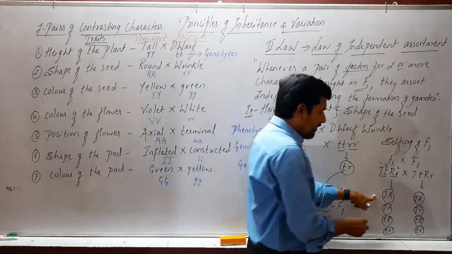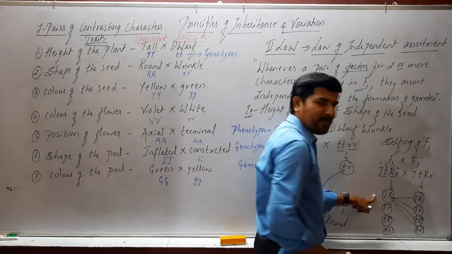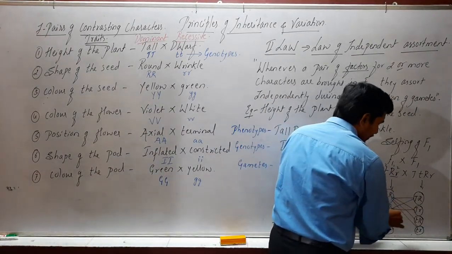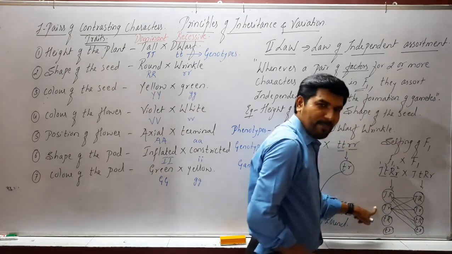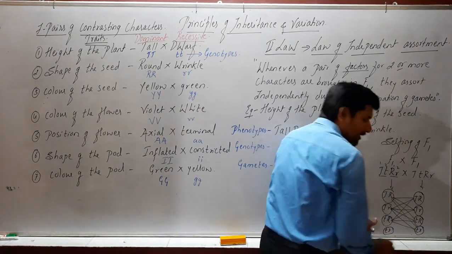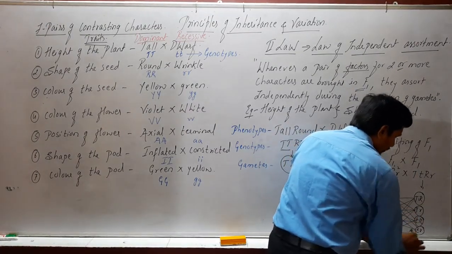So how do we cross? First with first, first with second, first with third, first with fourth. Next, the same only. Second with first, second with second, second with third, second with fourth. Then third with first, third with second, third with third, third with fourth. Fourth with first, fourth with second, fourth with third, fourth with fourth.